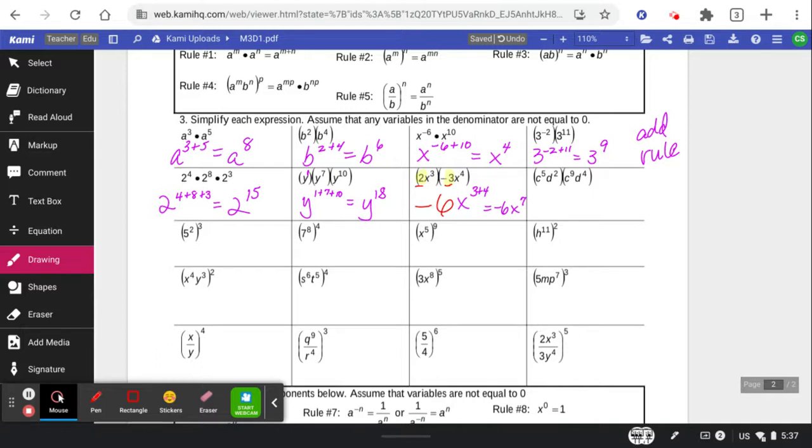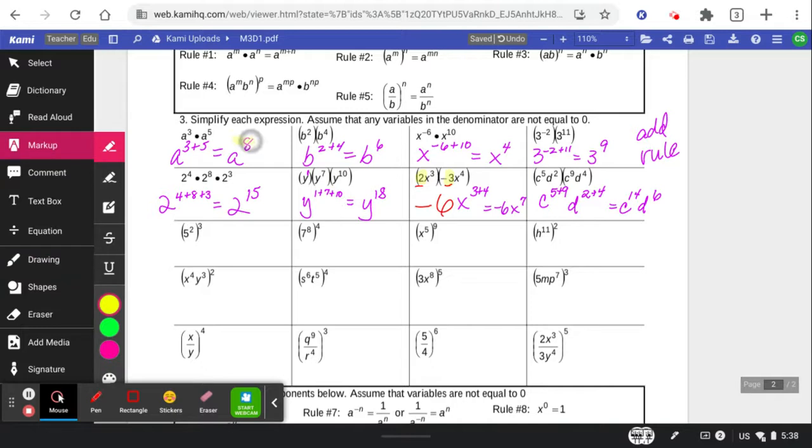And finally, we're going to group these together. We've got c to the 5 plus 9. We've got d to the 2 plus 4. We should get c to the 14th, d to the 6th as our final answer. This whole top part was the add rule. How'd you do? Fix any that you didn't get right.